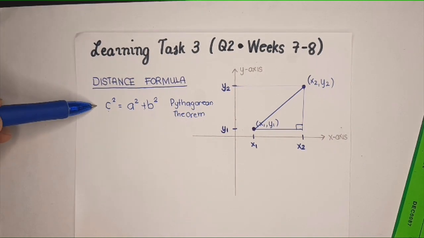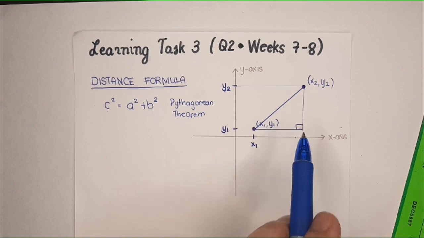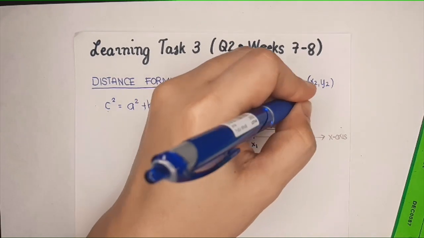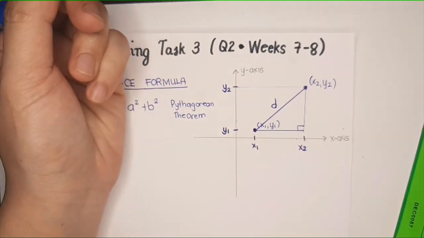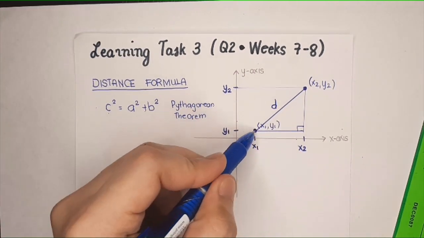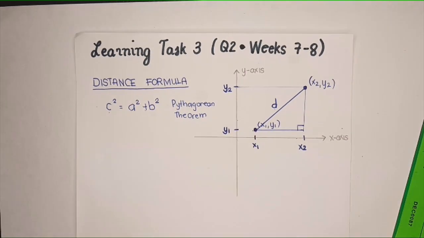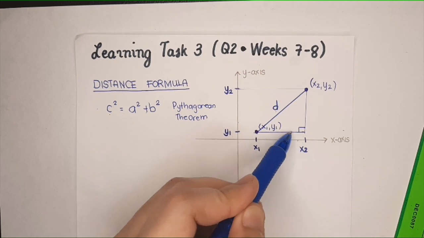We're going to apply this theorem to this triangle. This is the hypotenuse, so we let the hypotenuse be equal to D, because that's the distance we want to get. And then the other two legs of the right triangle are this one and this one.